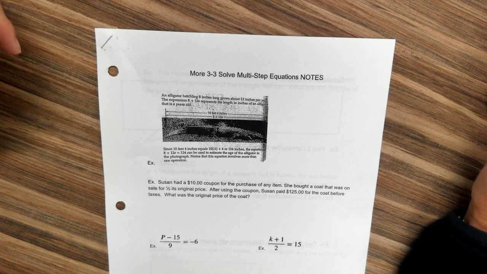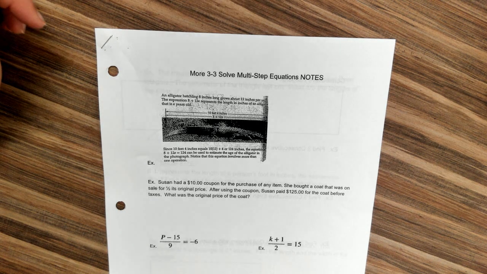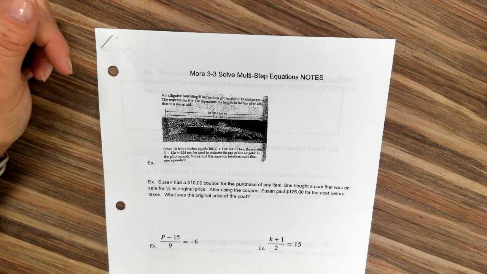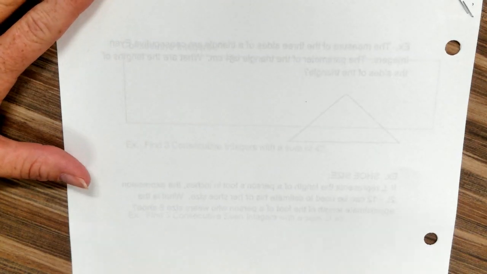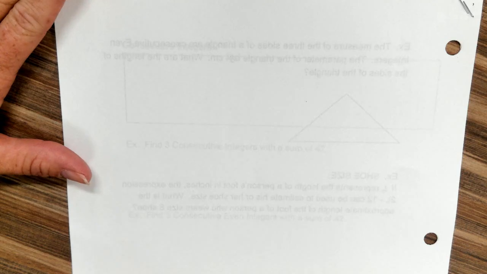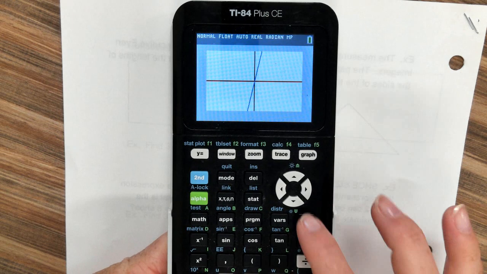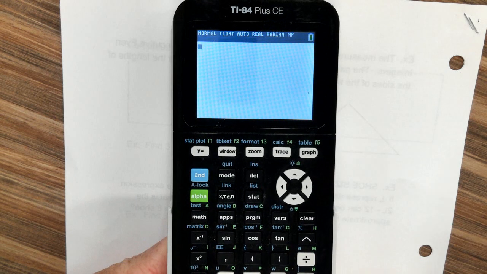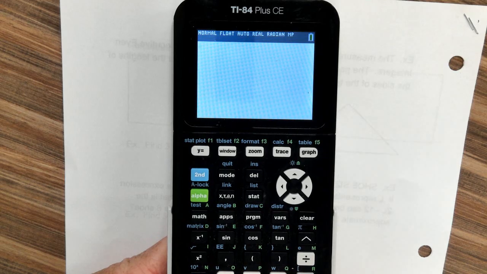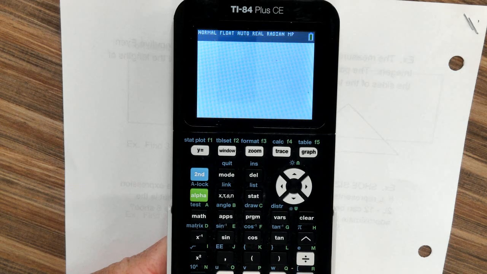Today we're going to move on with more multi-step equations, and I'm going to teach you how to solve equations in your calculator. So flip to the back of your notes, and we're going to write the steps. Before we start, we're going to reset our calculator so that we're all in factory settings. So turn your calculator on. Listen to the words I say and push the buttons in the order I say it.